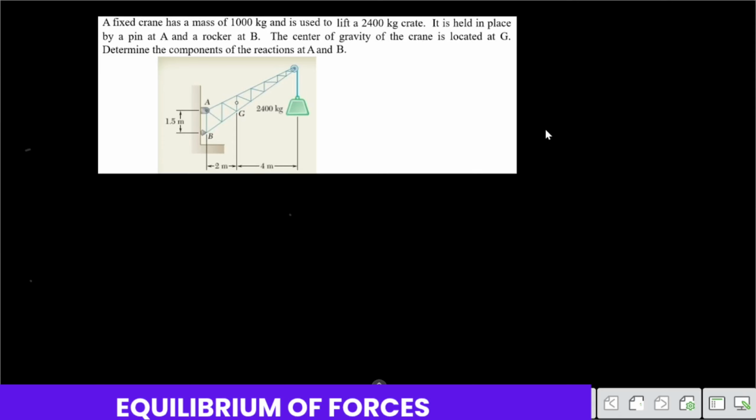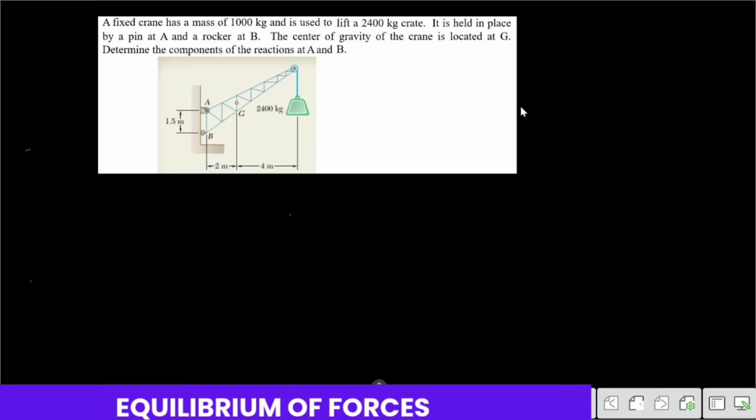So today's class we are going to analyze systems in equilibrium, right? And this is the particular question we are going to use in doing this analysis. The question goes: a fish crane has a mass of 1,000 kg and is used to lift a 2,400 kilogram crate. It is held in place by a pin at A and a rocker at B. The center of gravity of the crane is located at G. Determine the component of the reaction at A and B.